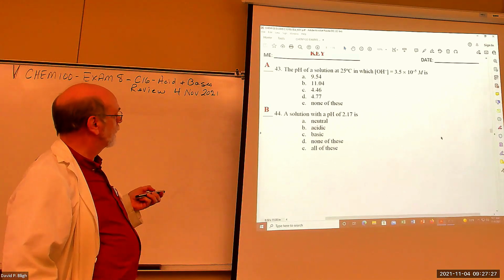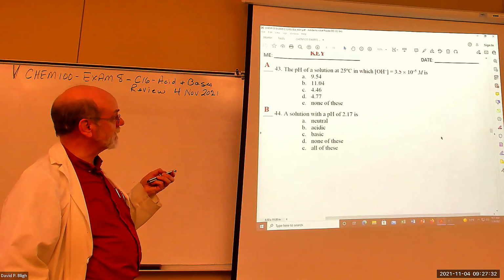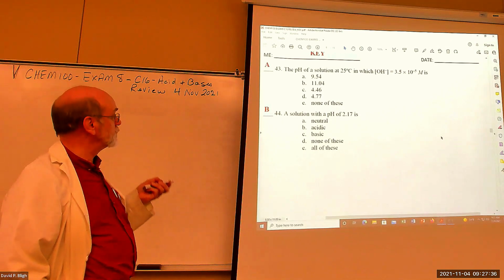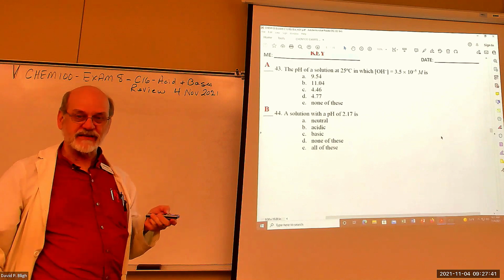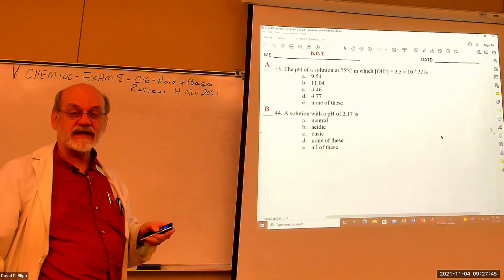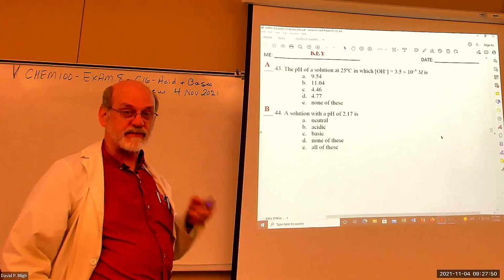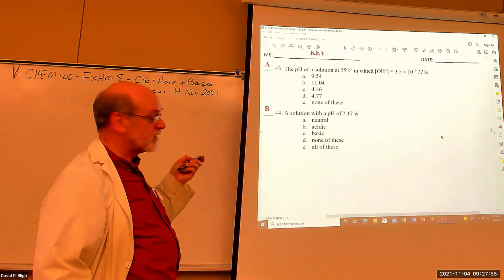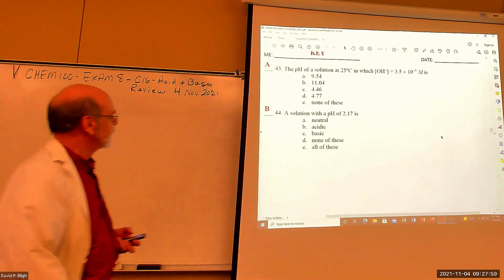Okay, the pH of a solution at 25, in which hydroxyls equal that. So you can do it either way. pOH subtracted from 14 and you should get 9.54. You know it's going to be basic. Why? Because the concentration is greater than 10 to the minus 7. If it's greater than 10 to the minus 7, it has to be basic. And then we confirm it by the pH here is greater than 7. Okay, that's it.